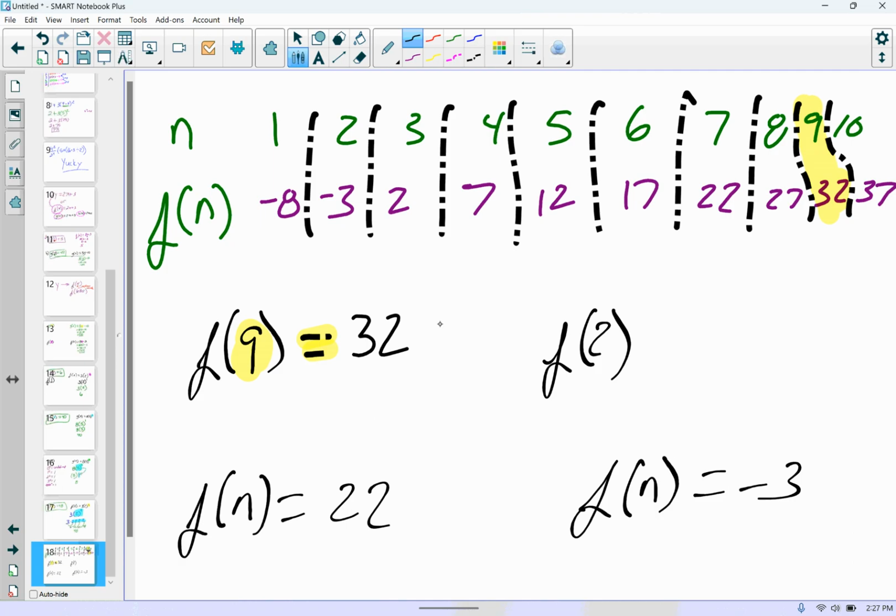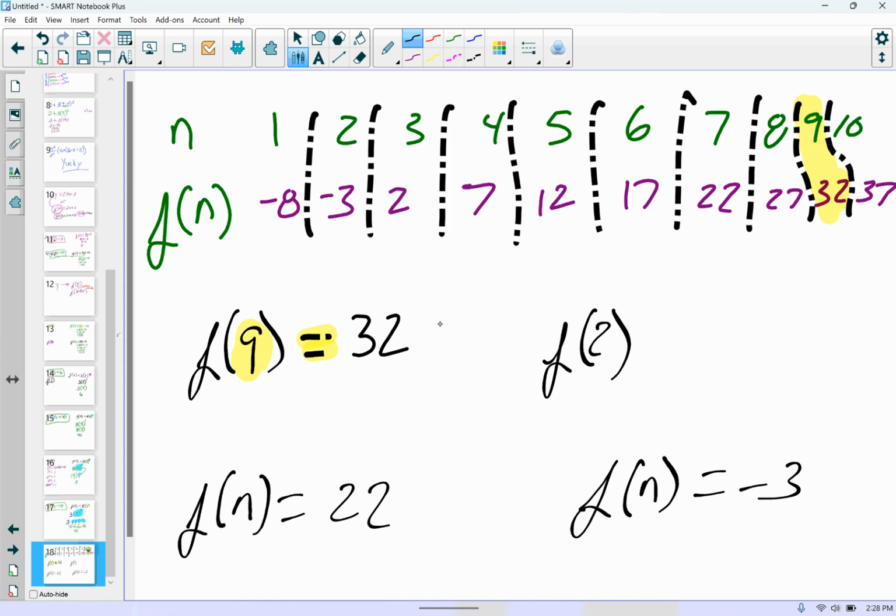I had a 9 here. If I have a number in parentheses, I'm going to go up to my table. I'm going to find the top one, 9. That 9 right there. Then I want to take it down to the 32. Okay? Now let me pause for a minute. Do you feel comfortable with what I just did?